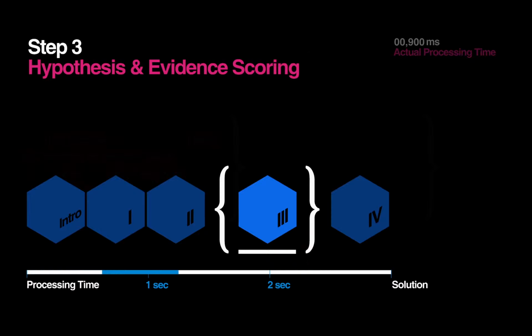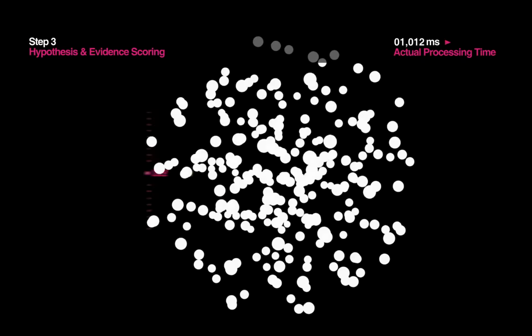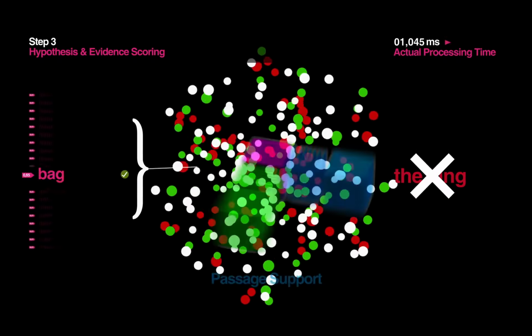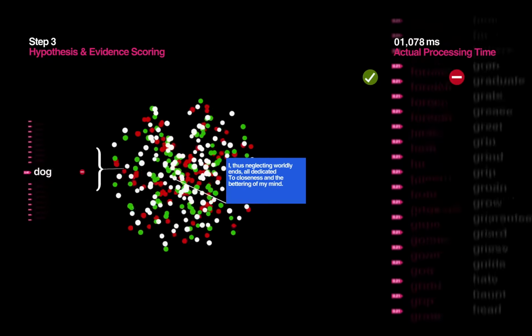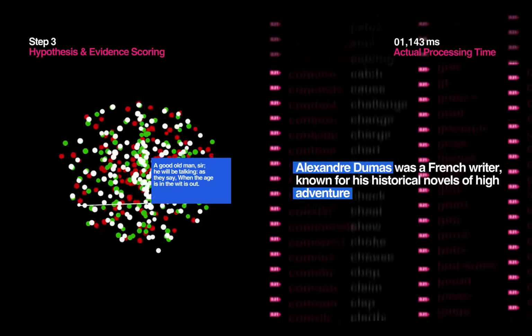Step 3. Hypothesis and evidence scoring. Of course, it's not enough for Watson to just come up with answers. It has to support and defend them. So after downgrading obviously wrong answers, Watson finds passages from many different sources to collect positive and negative evidence for all of the remaining possibilities.